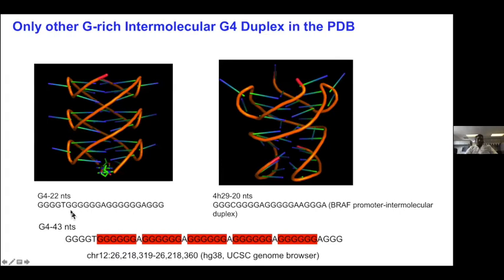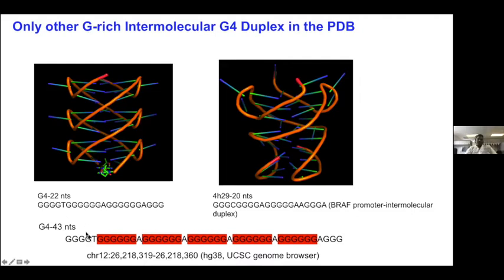The closest to a duplex G4 DNA structure in the PDB was this one from the BRAF promoter. But as you can see, this wasn't as helical as we have it in our sequence. And this kind of indicated that maybe if you have a continuation of the 6Gs in your sequence, you could extend the sequence and form a duplex as you would form for B-DNA.